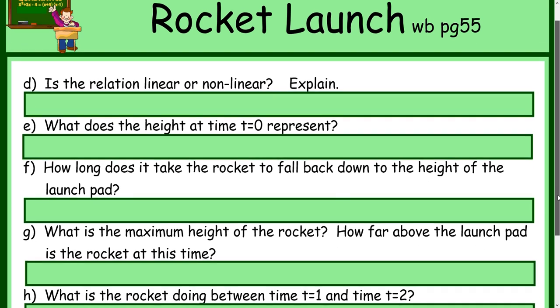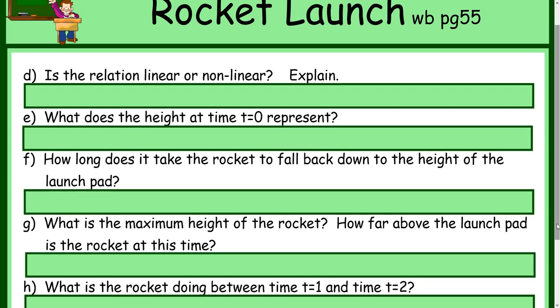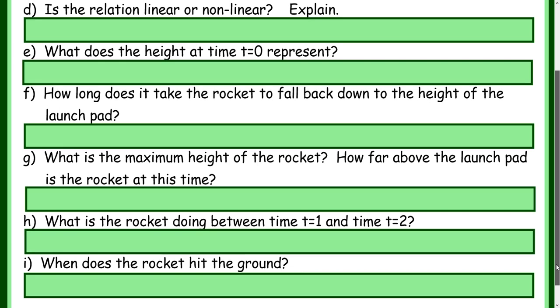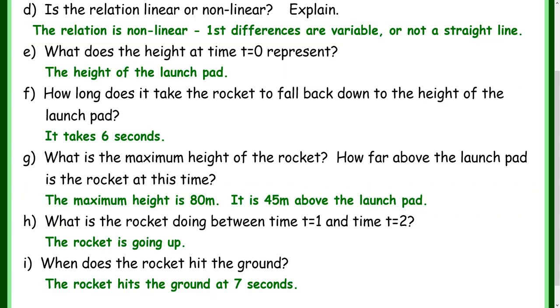Okay, so let's answer these questions. Now, again, I would encourage you guys to pause the video, try to answer these questions without looking at the answers, and then I'll come back and I'll show you all the answers. Okay, so let's talk about these answers that we got. Is the relationship linear? Well, no, we calculated the first differences and they vary, so it is not a straight line. What does the height at time equals 0 represent?